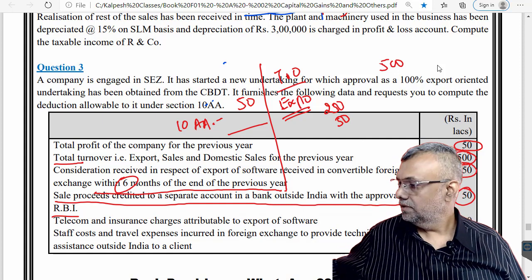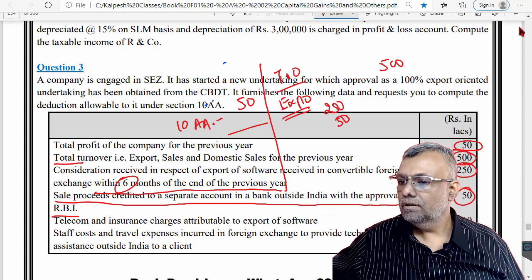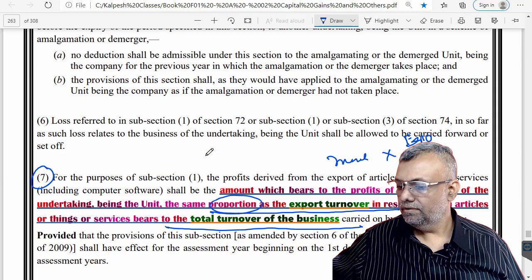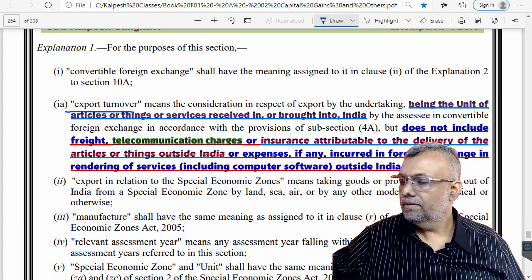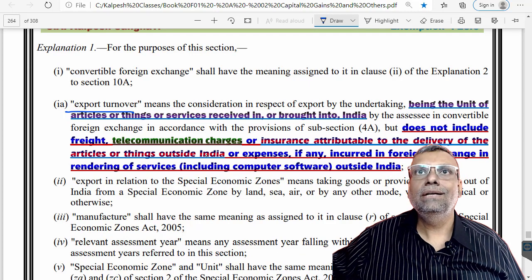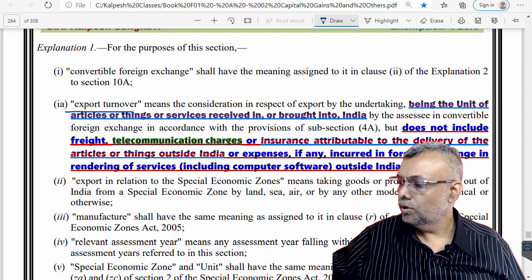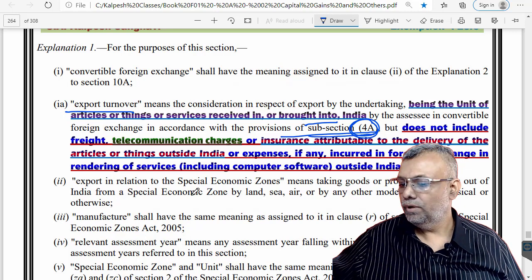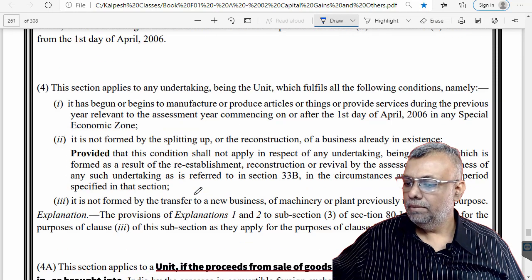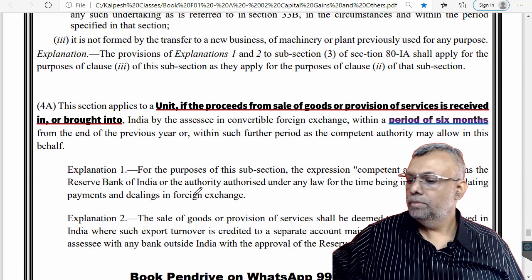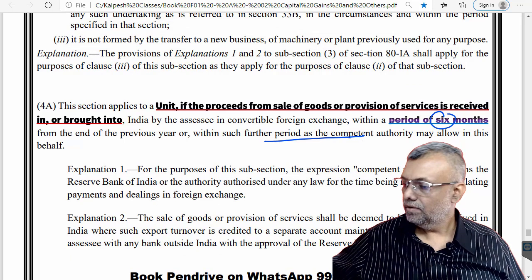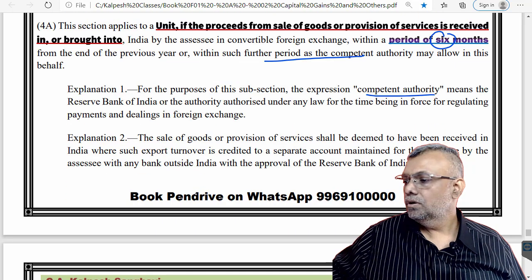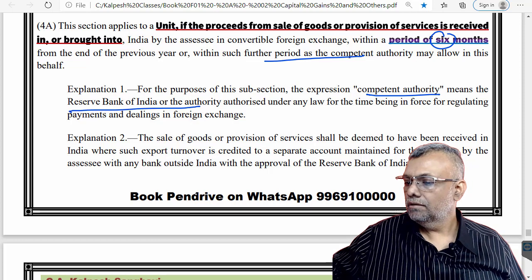First of all, let me bring this particular point to your notice. The export turnover is such turnover with respect to articles, things, or services rendered, brought into India within the provisions of section 4A, subsection 4A. This subsection 4A makes it very clear that it should be brought within 6 months or such further period as may be allowed, and the competent authority for this purpose is the Reserve Bank of India.